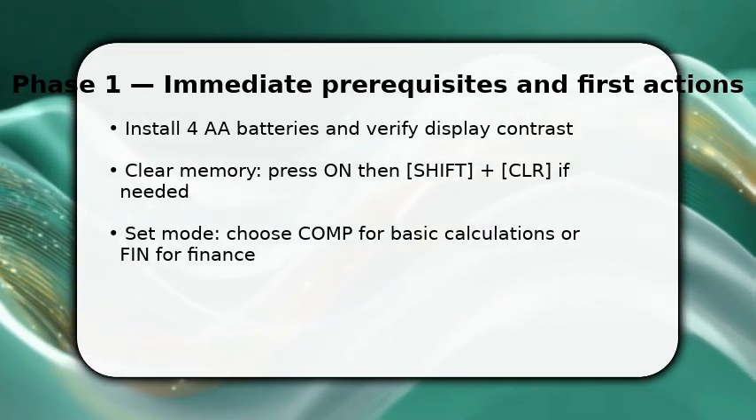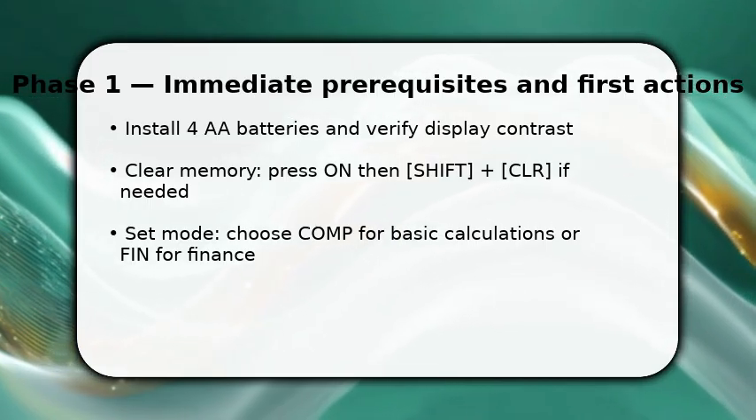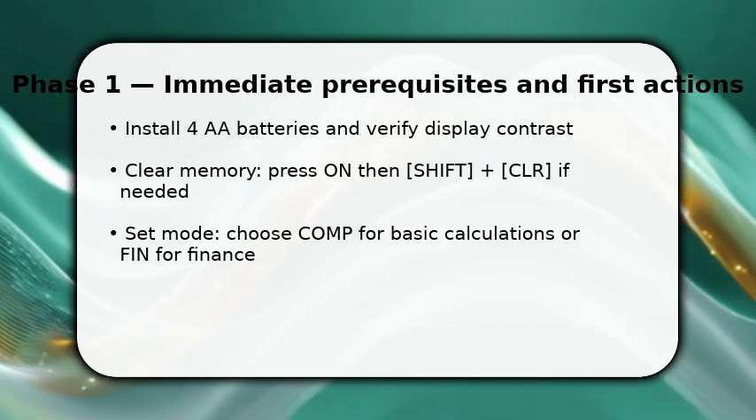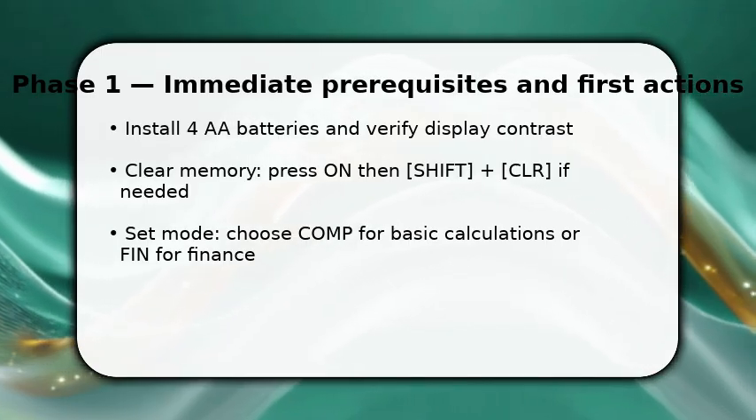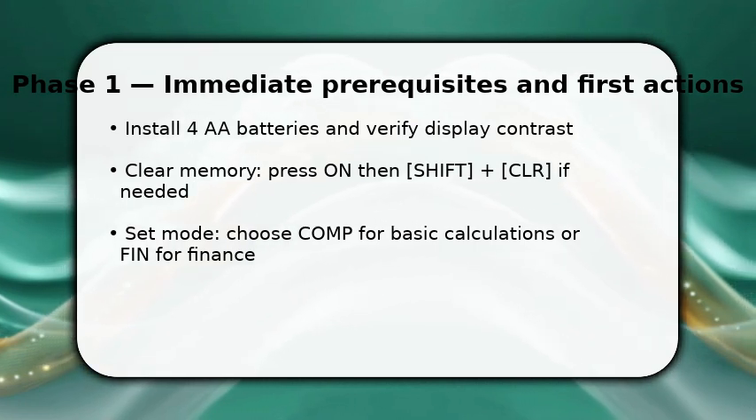Next, enter basic loan or cash flow parameters, N/Y, PV, PMT, FV. You do this by typing the number, then the variable key. This establishes the working variables for all calculations.